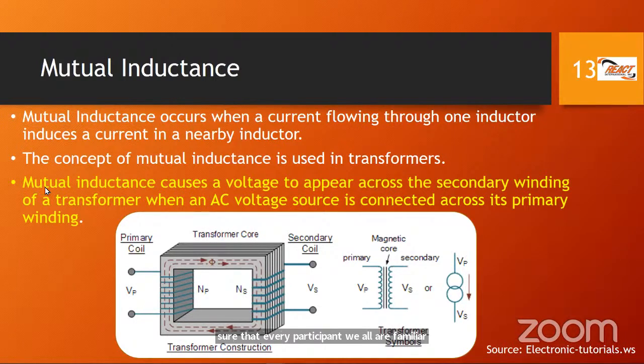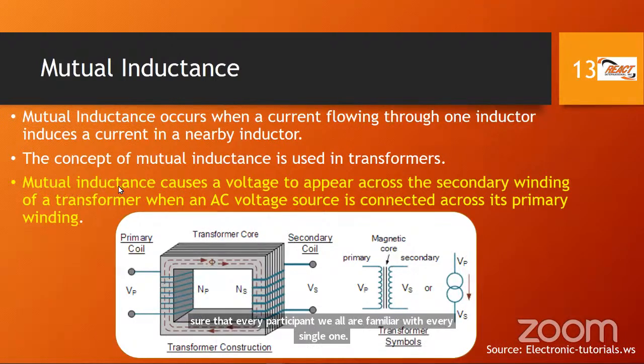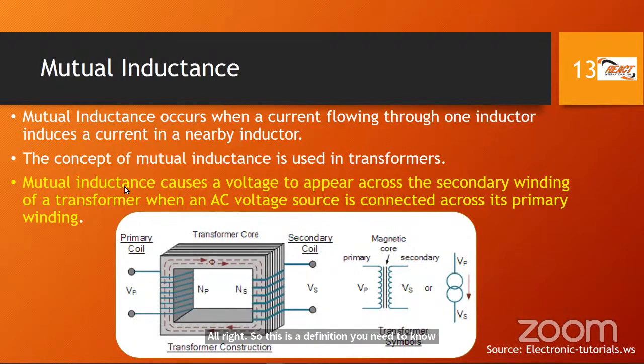All right, so this is a definition you need to know about mutual inductance. So we just discussed what it is. The definition goes as follows. Mutual inductance causes a voltage to appear across the secondary winding of a transformer when an AC voltage source is connected across its primary winding. So let's break that down. It's what we just said, mutual inductance. What does it do? It causes a voltage to appear across the secondary winding.